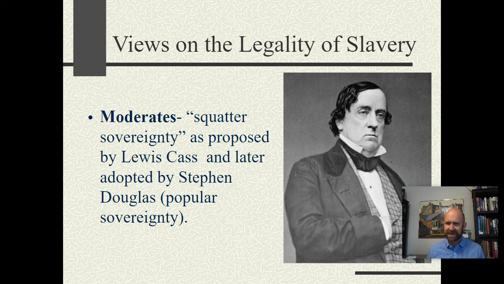The two biggest supporters of the popular sovereignty movement are going to be Lewis Cass. Cass is a senator from Michigan. He's going to kind of be forgotten by history, because it's going to be Stephen Douglas who will run against Abraham Lincoln for the Senate seat in Illinois. Or I'm sorry, Abraham Lincoln will run against Stephen Douglas. And the super famous Lincoln Douglas debates are all going to be about this issue: should the people be able to vote on slavery or not? Popular sovereignty.